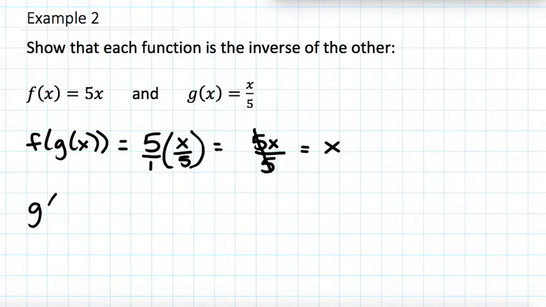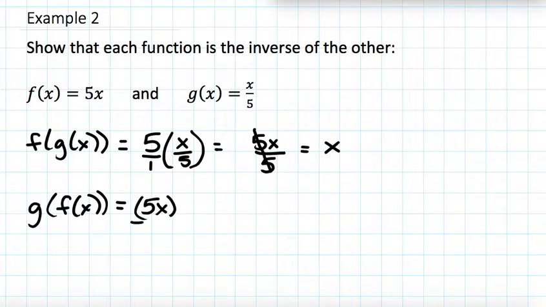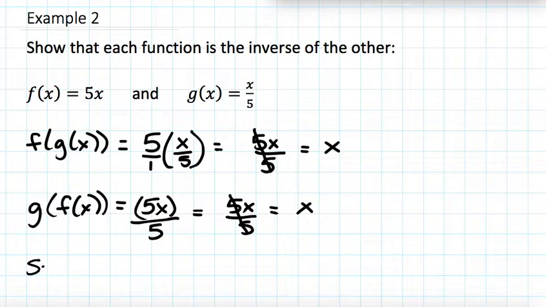Now I need to try g of f of x. So now I'm going to plug f into g. So f is 5x, so I'm going to replace the x in x divided by 5 with 5x. It's going to be 5x on the top of the fraction, and I have 5 in the denominator. I don't really need the parentheses in this case, so I have 5x over 5. Again, the 5's cancel, and everything simplifies down to x. So because I've got x for both of these, that means that the functions are inverses.